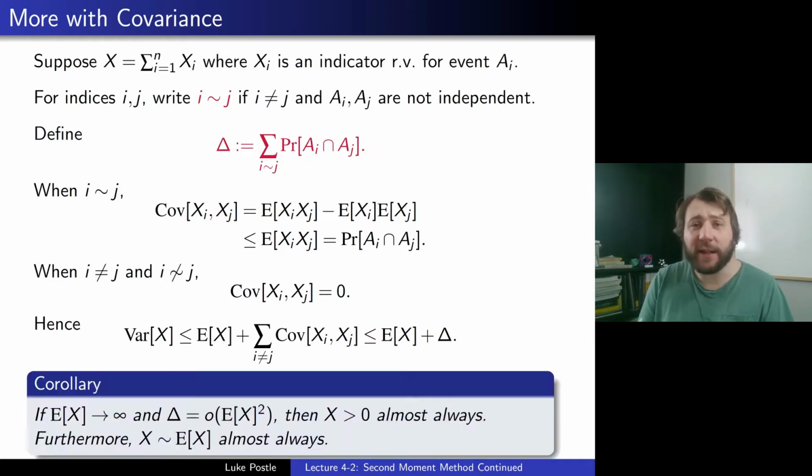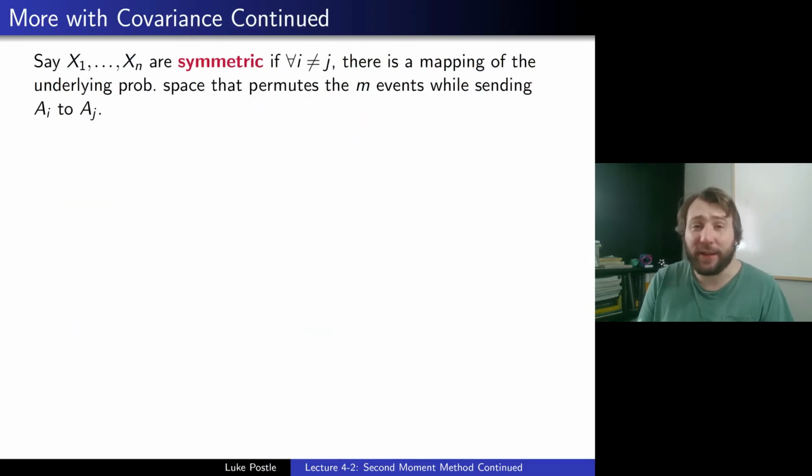In particular, we have the following corollary: if the expectation goes to infinity and Delta is little o of the expectation squared, then X is greater than 0 almost always, and furthermore, X is approximately E[X] almost always. So X is around its expectation almost always. This is just a nice compact way to do calculations. Instead of showing the variance to be little o of expectation squared, this corollary already does the work and says we can ignore all of the independent pairs and just focus on calculating these dependent pairs, and in particular, if they're indicator random variables, you can upper bound their covariances with the probabilities of the intersections. So that's one formula we'll use, but we'll actually use an even better version of this that applies for so-called symmetric indicator random variables.